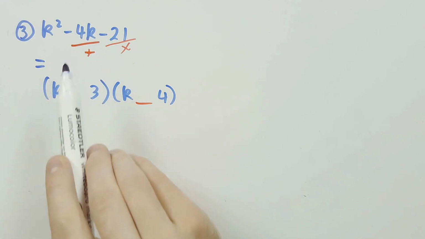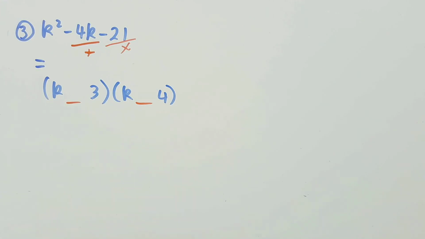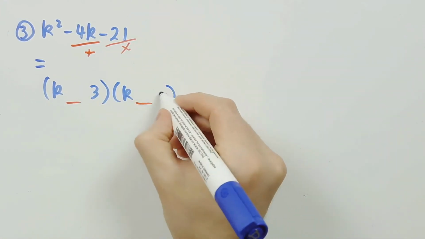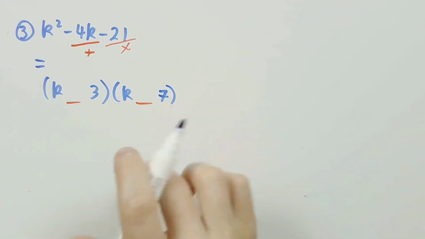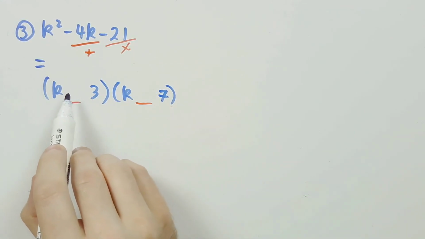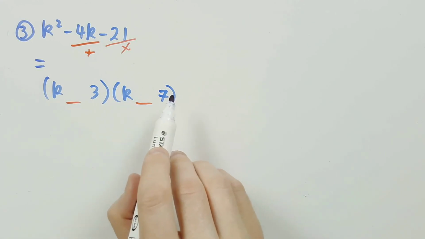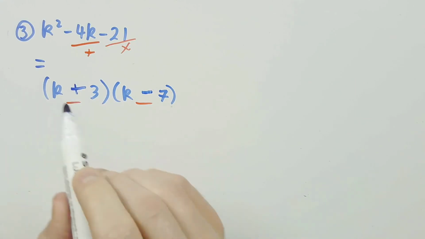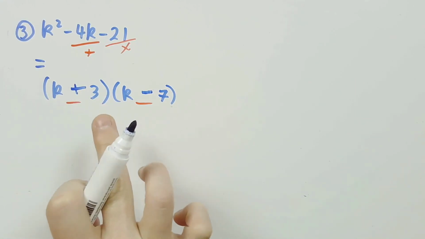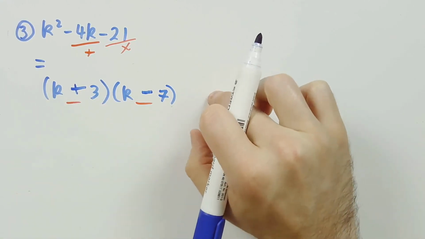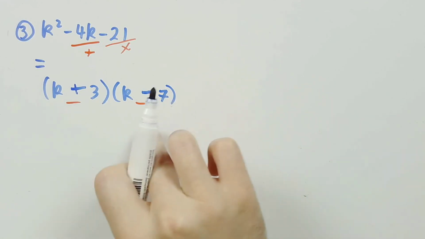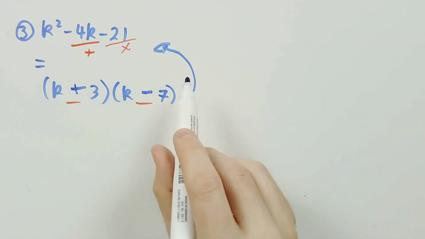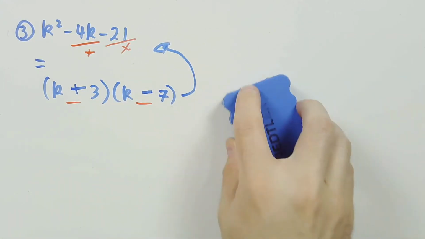So some combination of 3 and 7 is going to give us negative 4. And of course, it's not going to be negative 3 plus 7. That'll give us positive 4. It's going to be negative 7 plus 3. And that's our answer. It's going to be k plus 3, k minus 7. And of course, if you're unsure, you can expand the brackets and use the distributive law to make sure you get back to the original equation.